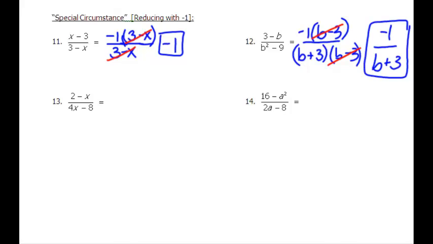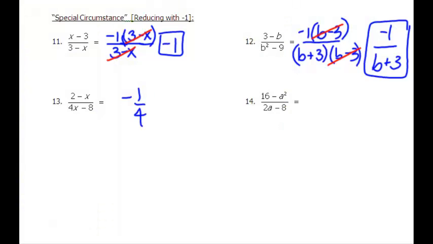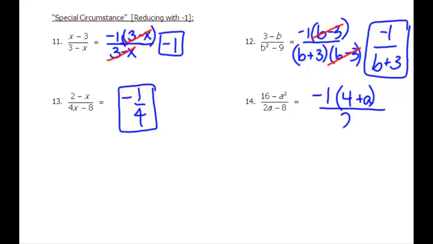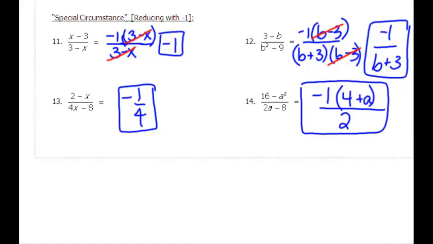Want to try the next two on your own? Go for it. For number 13, I got -1/4, and for number 14, I got -1 times the quantity 4 plus a over 2. Now there could be variations of that, and we can talk about those tomorrow if you want to check what you got there.